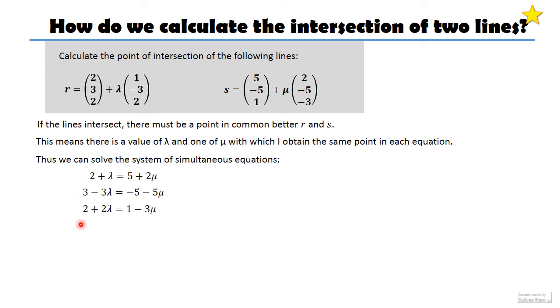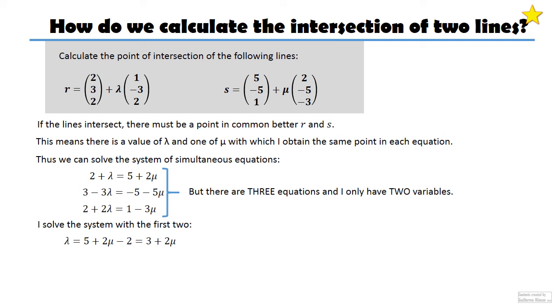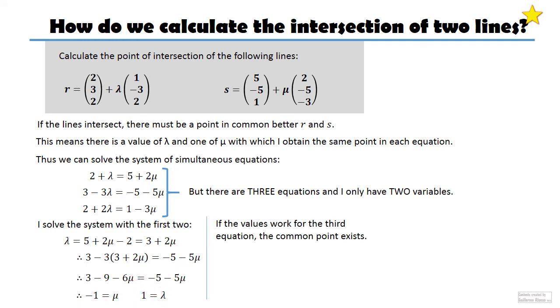These 3 equations only have 2 unknown variables. So what I have to do is simply solve the first 2, and I get that mu is equal to minus 1, and I get therefore that lambda is equal to 1, just from the system of equations.